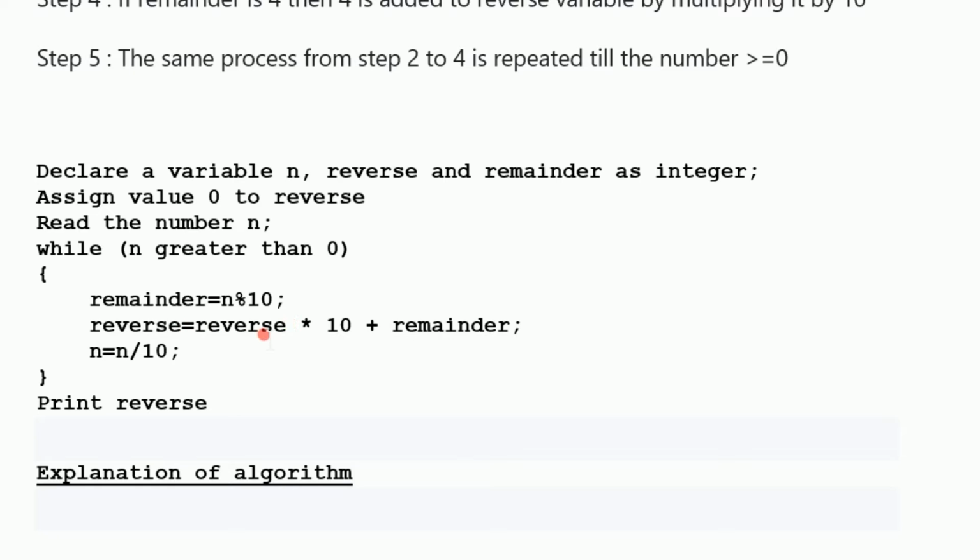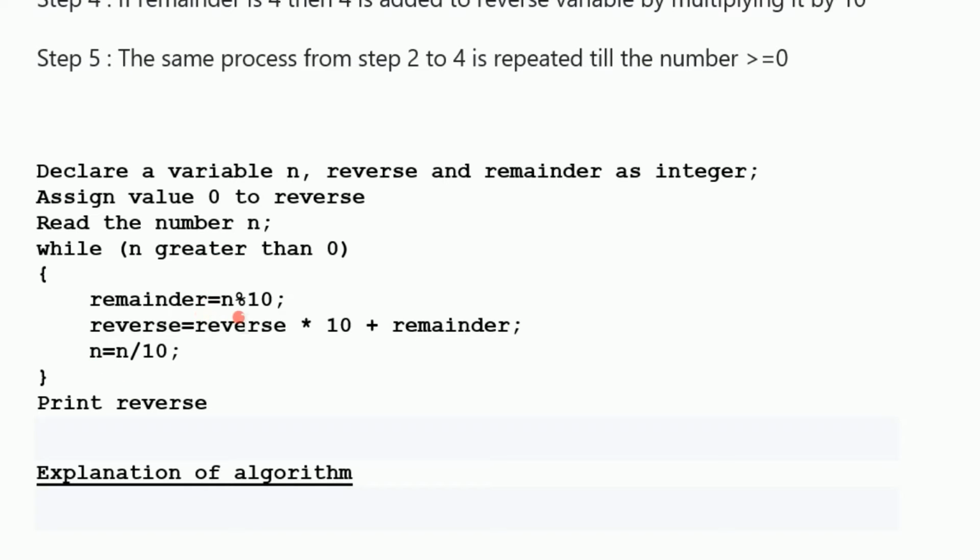Again the process is repeated since n is greater than 0. Again remainder is equal to n mod 10, and reverse equal to reverse into 10 plus the new remainder. Earlier it was 4, so 4 into 10 plus the new remainder, that is 3. So it will be 40, meaning the 4 goes to the tens place, plus the remainder 3 comes to the units place. So it will be 43. Again n is equal to n by 10: 1 2 3 divided by 10 gives 1 2.